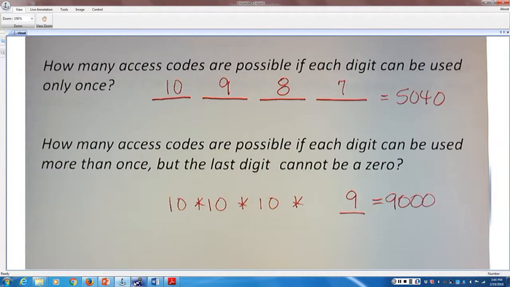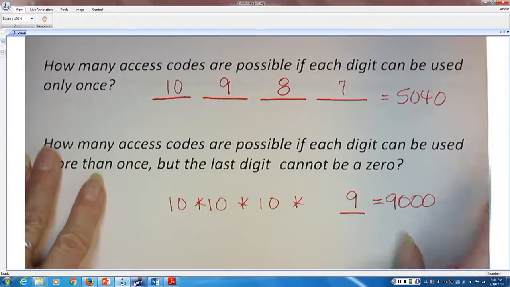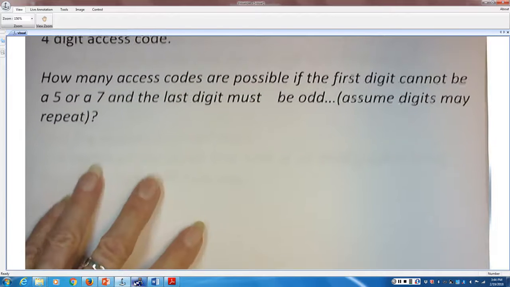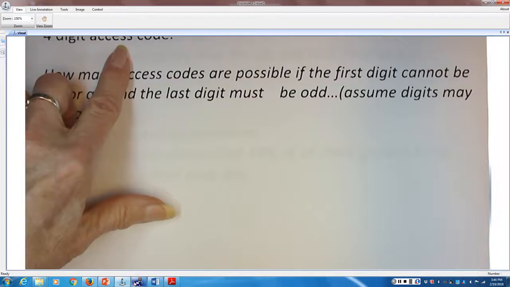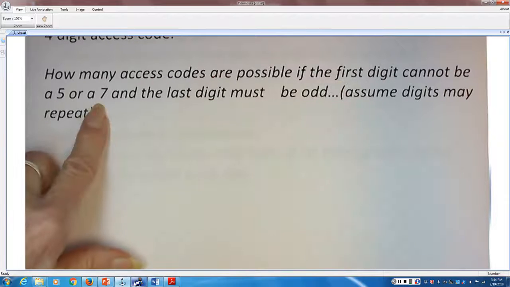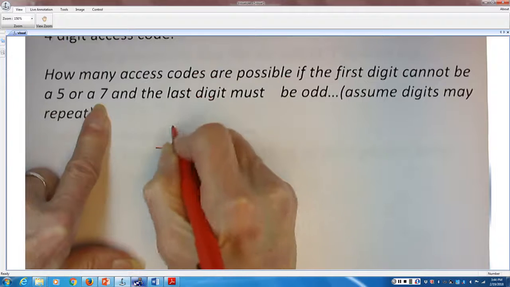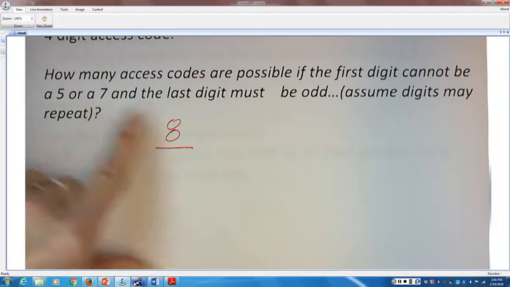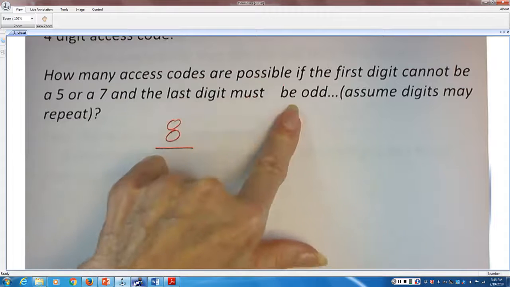Okay? But the thing to keep in mind is the more restrictions you put on the possibilities for the codes, the fewer codes you're going to be able to use. For example, same thing, you've got a 4-digit access code. How many can you have if the first digit can't be a 5 or a 7? That means you only have 8 choices. And the last digit has to be odd.